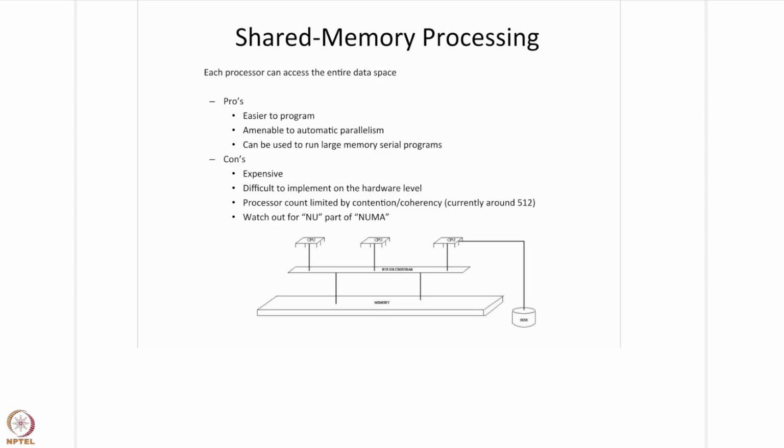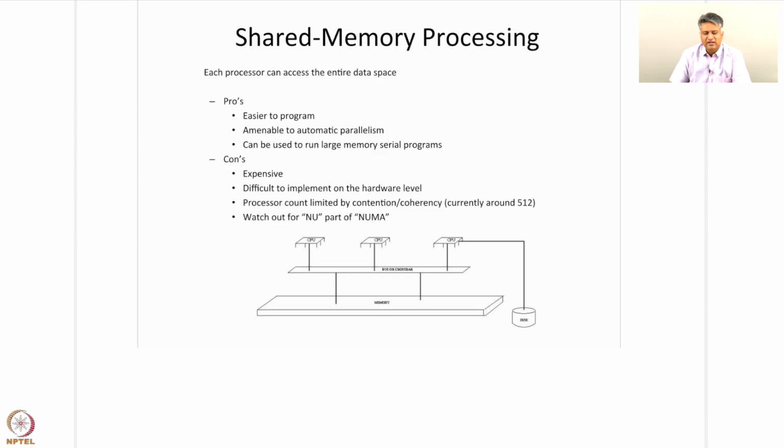So we have discussed in the previous classes how different parallel machines are organized. One class of machines is called the shared memory processing machine, where you have multiple CPUs or CPU cores which have access to the same common memory. These machines are organized on the same motherboard, and because they have the same addressable memory space, they are easier to program in parallel. They are also amenable to automatic parallelism tools from the perspective of compilers, and can be used to run very large serial memory programs.